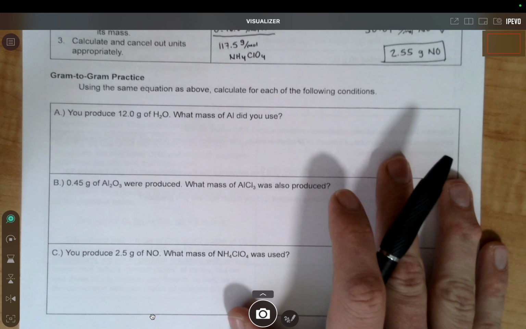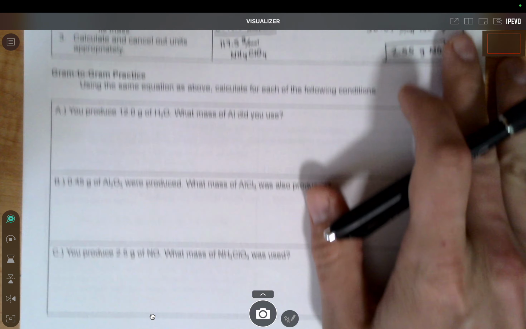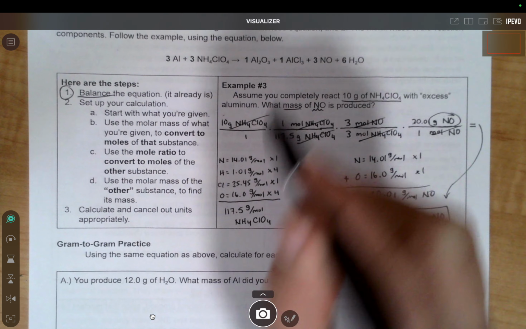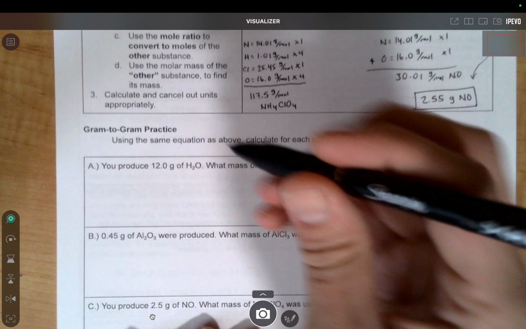Let's move on to these next few examples here. So, you produce 12 grams of water. What mass of aluminum did you use? All right, same exact equation above. So we're going to use this equation right here to help us figure this out. You produced 12 grams of water. What mass of aluminum did you use?